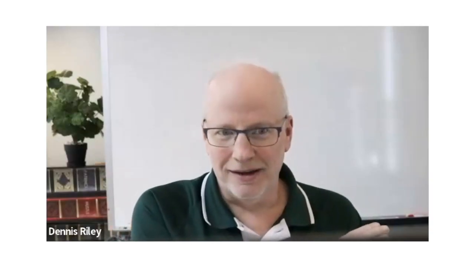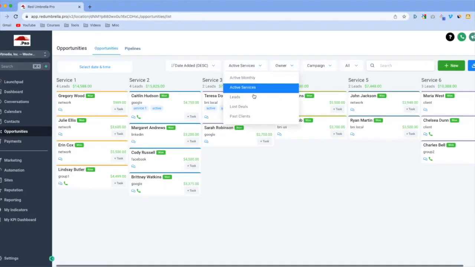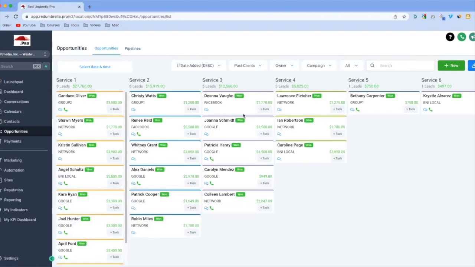Once the active is done, you do the same exact thing. You put them into a past clients pipeline and you keep them in the slot that you had them. Because now you're also going to ask them if they want to do different services. Did they know about the different services?